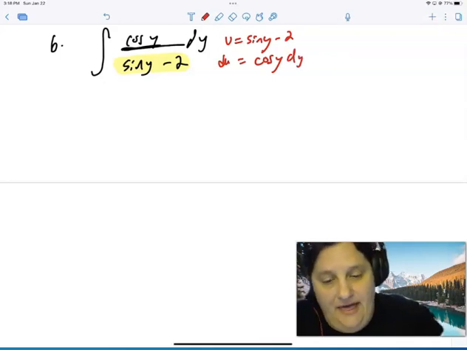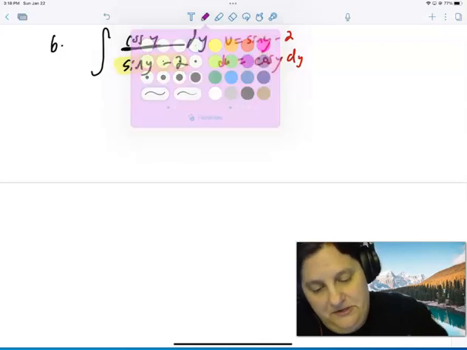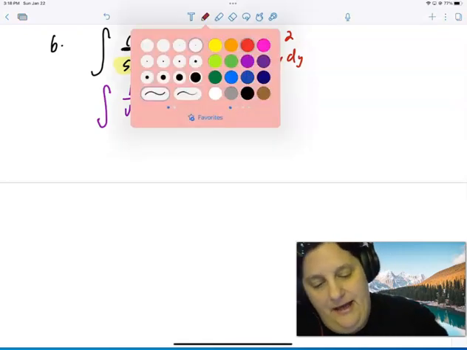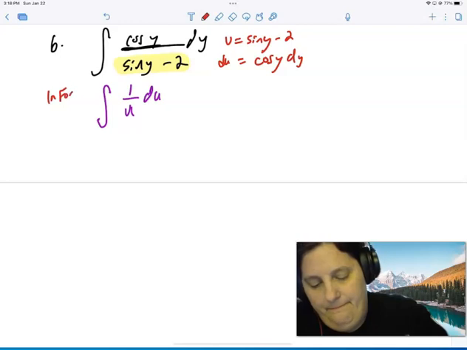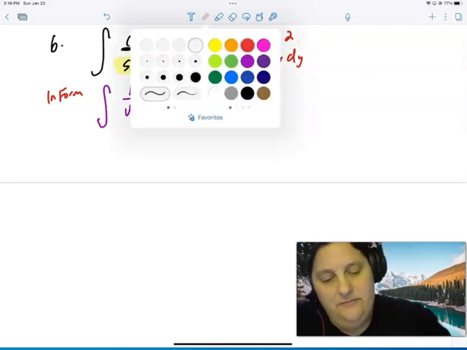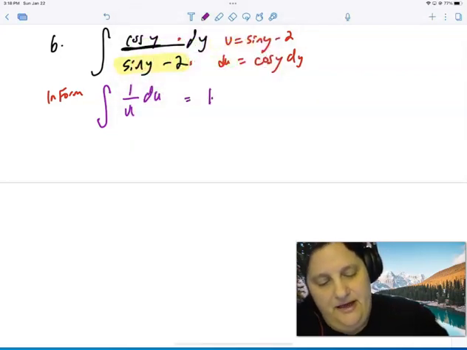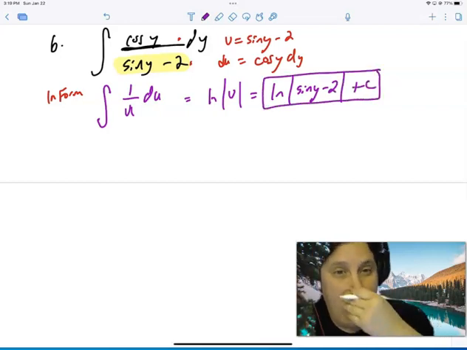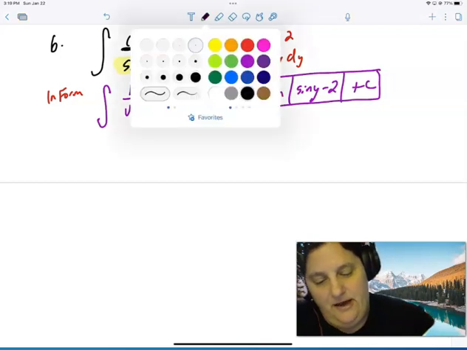Okay? And this is what we call, when I put this back in, that's going to be 1 over u, and then cosine y dy will be du. This is what we call ln form. You'll start to recognize it, but basically when you have something on the bottom and the derivative of that something is on the top, that's ln form. So this turns into the ln of u, or the ln of sine y minus 2 plus c. Okay, so that's how I would get that one.